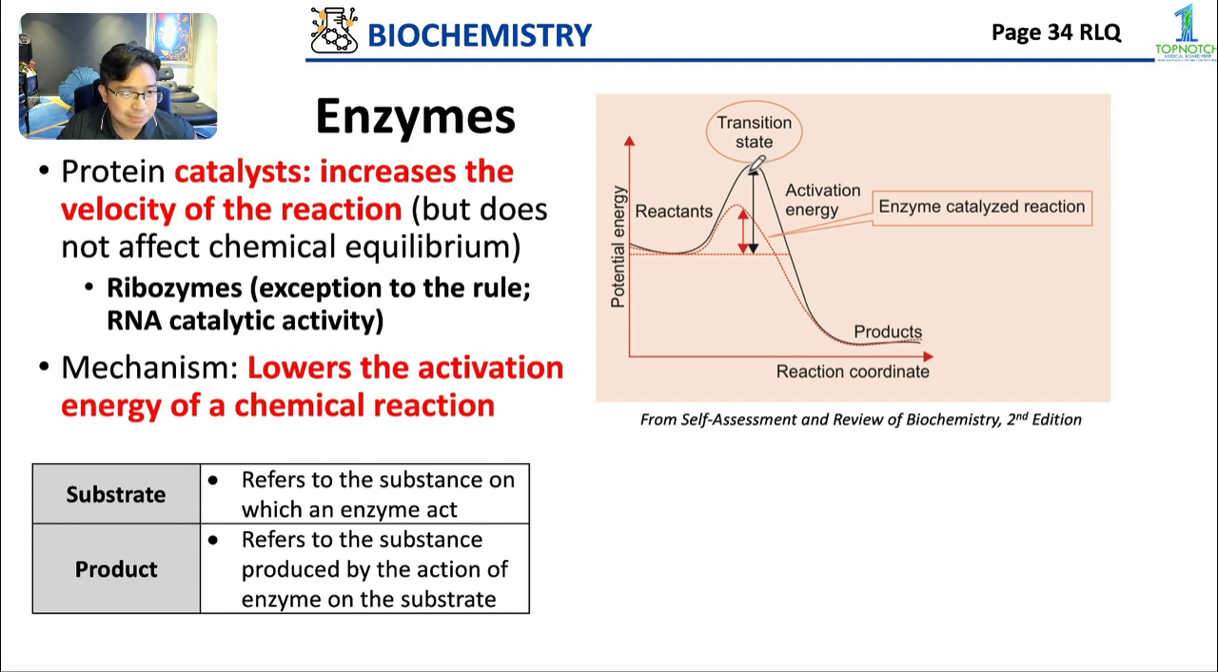Parang ganito, binaba niya to from here to here. With that, mas madali siyang move forward kasi you only need low amount of energy para matuloy ang ating reaction process. If that wall is lowered by enzymes, the chemical reaction would be faster since less effort is needed to climb that great wall. Pero, it does not affect the chemical equilibrium. It will only affect the velocity or rate of the reaction. Mostly, enzymes are proteins, but for some cases, we have ribozymes, which are RNAs having catalytic activity.